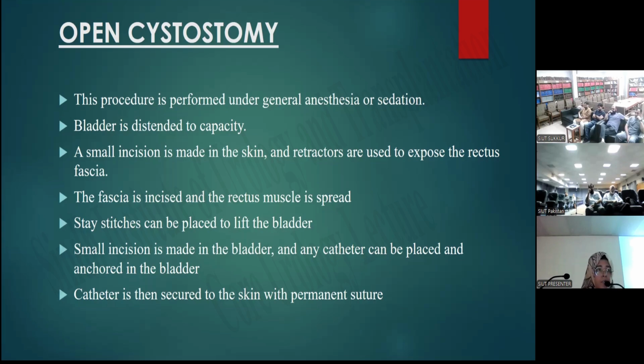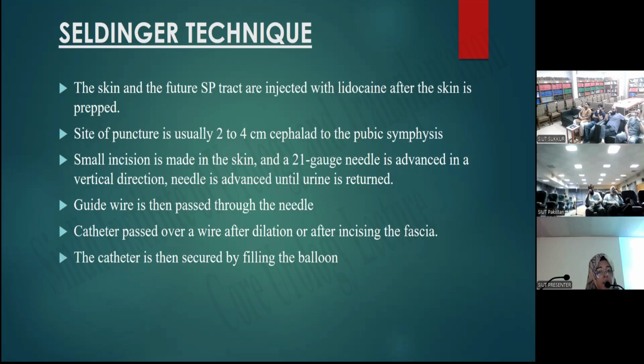Alternatively, a trocar technique is used after incising the skin. When the rectus fascia becomes apparent, you can use a trocar, which is usually of stainless steel, and after removing the obturator, you can insert a catheter through the sheath. The other is the Seldinger technique.